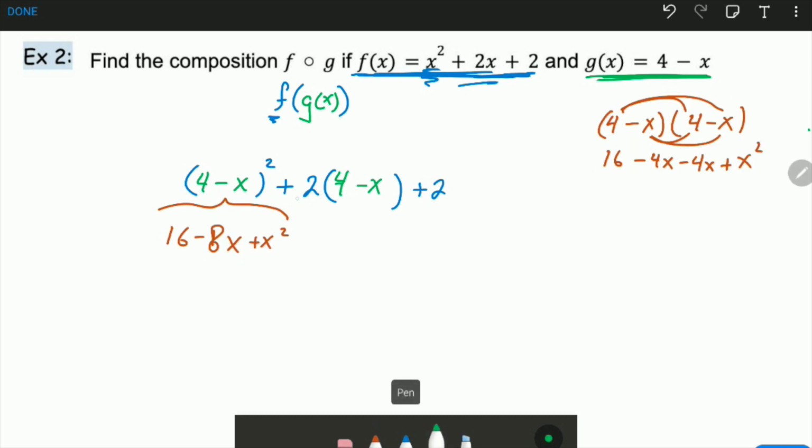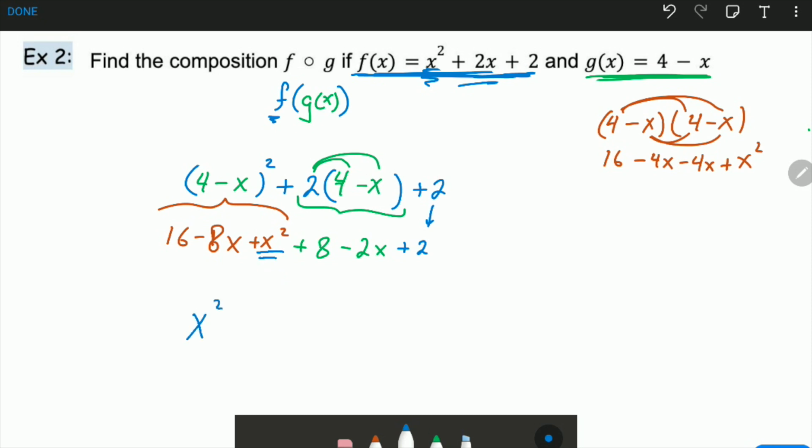The second portion here, this multiplication, going through and distributing, we'll have 2 times 4 is 8, and then 2 times negative x is negative 2x. And lastly, that plus 2 is just going to come down. Now it's just a matter of combining like terms, because it looks like we have no more multiplication that we can do. So just starting with our highest power, our x squared.